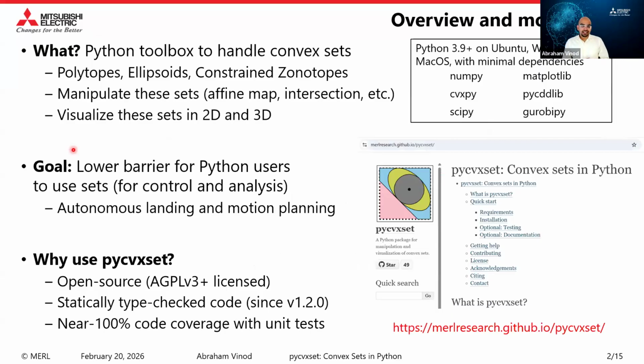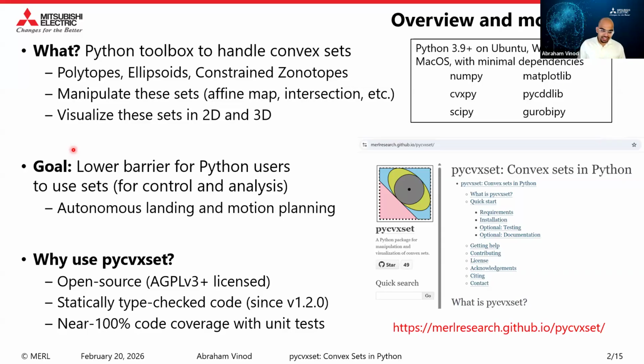So what is pycvxset? pycvxset is a Python toolbox to handle convex and compact sets. Currently, we support polytopes, ellipsoids, and constraint zonotopes. You can define these sets, manipulate them using a variety of set operations like affine mapping, intersection, etc. And you can also visualize these sets in 2D and 3D. My goal with this toolbox is to lower the barrier for Python users to use sets for purposes like control and analysis. And I'll show a couple of examples where we use these sets to do autonomous precision landing and also motion planning for drones.